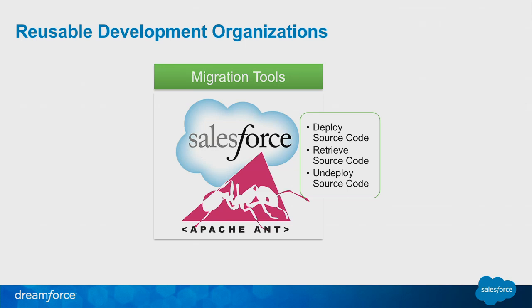And the three primary functions we use on this are the deploy, which pushes your code into the org, the retrieve, which will get you code out of an org, and what we call an undeploy. So an undeploy is just deleting content from an org, so you can clean it up and make it usable again.